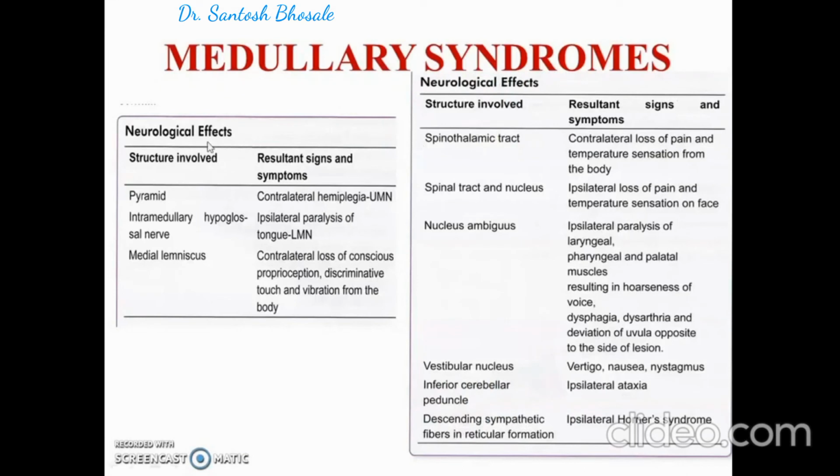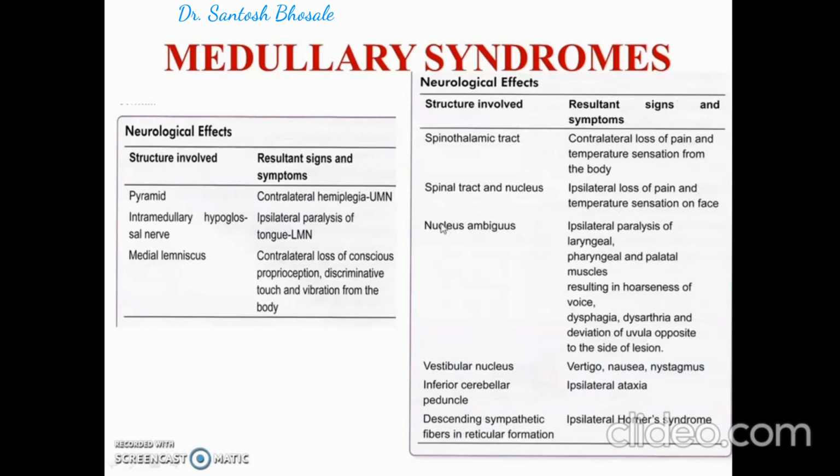So when you compare both medial and lateral medullary syndromes, what is there? You can see the structures involved: pyramid, intramedullary hypoglossal nerve, and medial lemniscus. So the features are the result of the structures involved, as you see in medial medullary syndrome. In lateral medullary syndrome, what are the structures involved? Spinothalamic tract leading to contralateral loss of pain and temperature, spinal tract and nucleus of trigeminal nerve, ipsilateral loss of pain and temperature from the face and forehead.